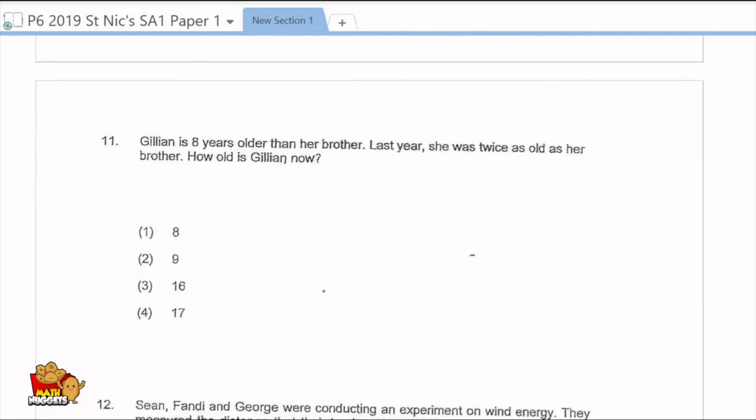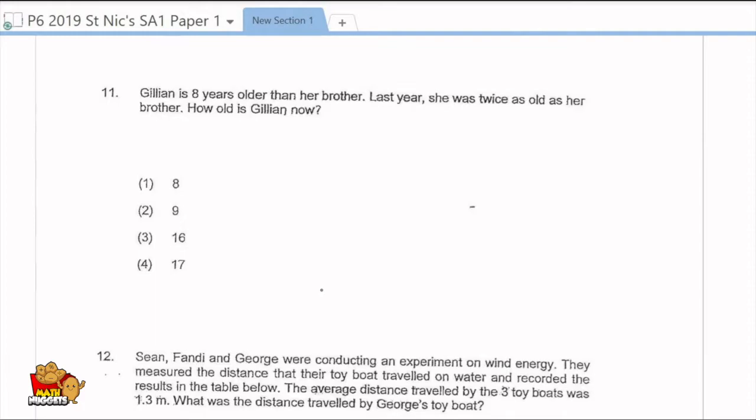Question 11. Okay, so we have Jillian and her brother. Last year, she was twice as old as her brother. This was last year. She's 8 years older than her brother. The age difference never changes. Age difference will never change.